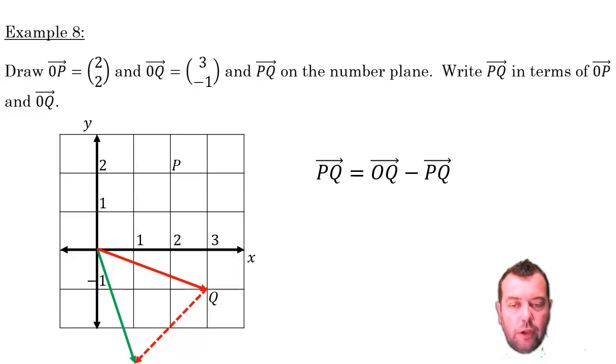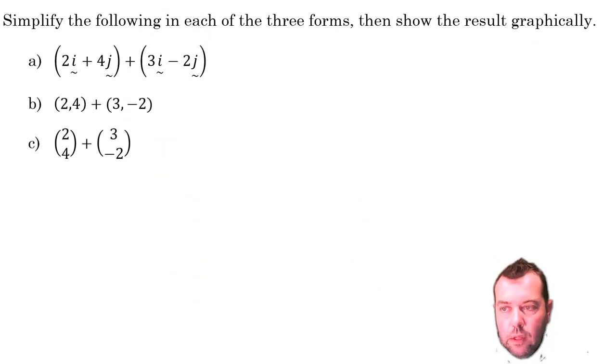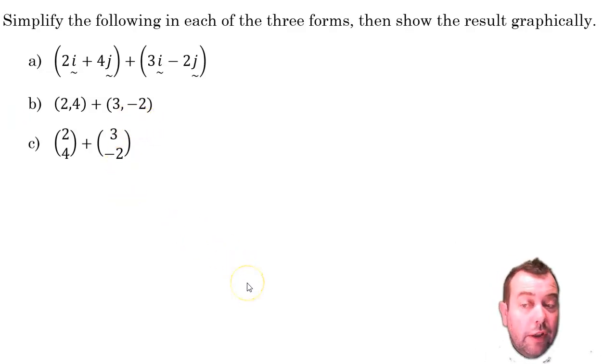Wonderful. So, PQ is equal to OQ minus PQ. No, minus OP. Typo there. Change that. Okay. PQ equals OQ minus OP. Rightio, moving along. We've got to simplify these in different forms and then show the results graphically.